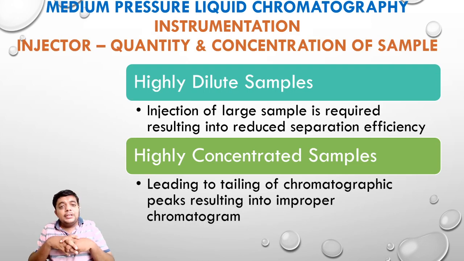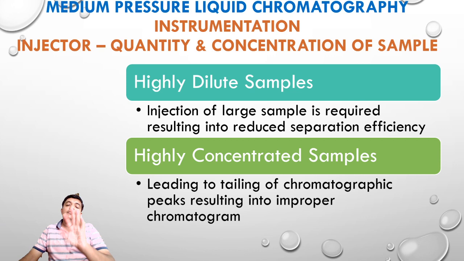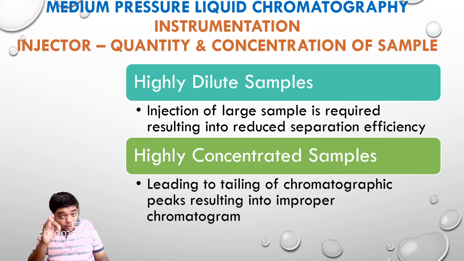Medium pressure liquid chromatography instrumentation, which involves the injector. The quantity and concentration of a sample in the injector plays a key role. If you use a dilute sample, you have to use it in very high quantity. So what will happen? When I am using a highly dilute sample in a very large quantity, injection of a large sample is required, resulting in reduced separation efficiency. Because as the sample is highly dilute, the sample will be less and the solvent will be more. So separation efficiency may not be the required one.